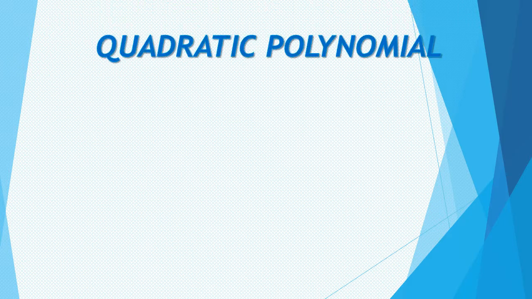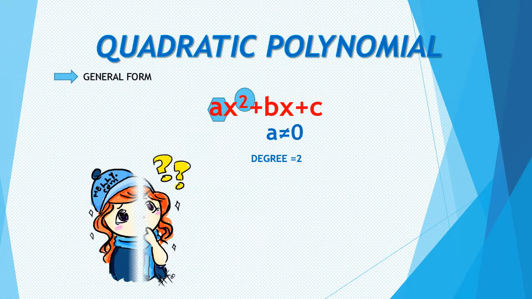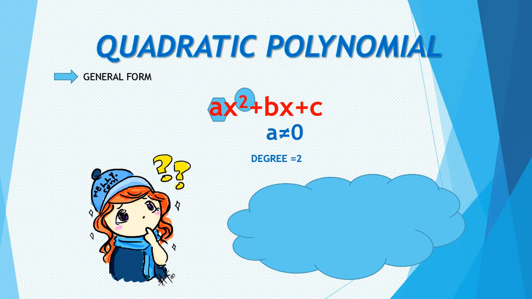So as you know, students, what is a quadratic polynomial? It's an algebraic expression having degree 2, and its general form is ax square plus bx plus c, where a is not equal to 0 and the degree of this polynomial is 2. Then this particular polynomial is said to be a quadratic polynomial. Right? Now what is a quadratic equation? So let's see what is a quadratic equation.